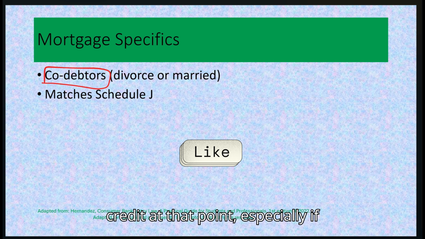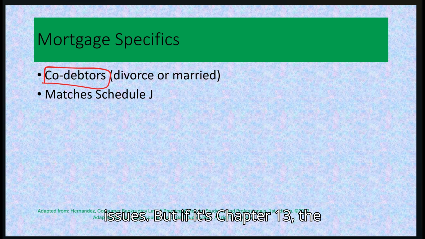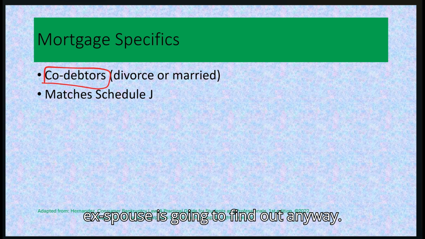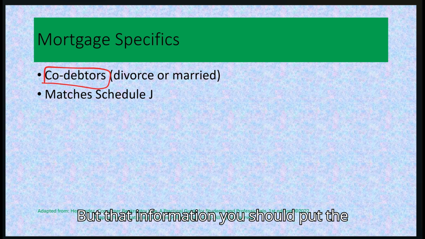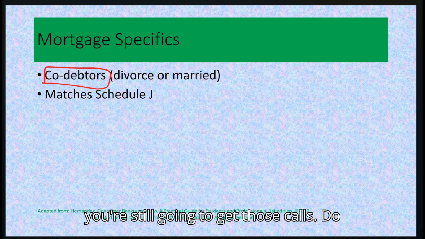It will affect their credit at that point, especially if we're talking Chapter 13. Chapter 7, no. If they're up to date, then there's no issues. But if it's Chapter 13, the ex-spouse is going to find out anyway. But that information you should put to co-debtors always.